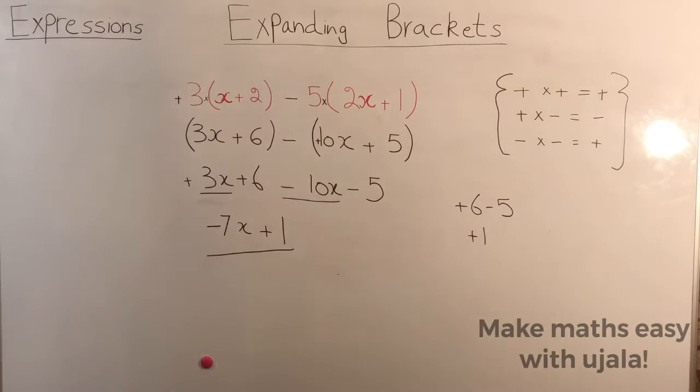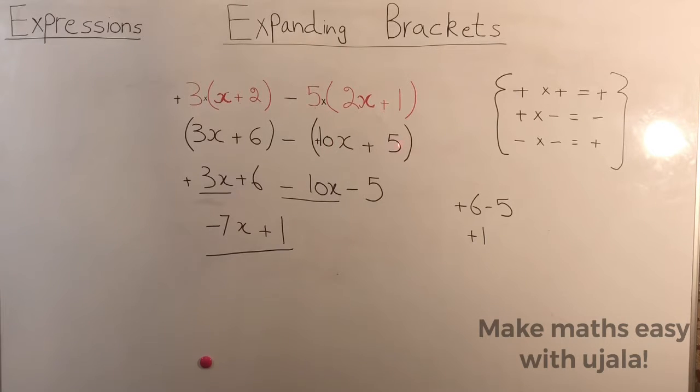I want to explain this question again. 3, there's a bracket, x plus 2 inside, minus 5, 2x plus 1. So when there's a number outside the bracket, it is multiplying with everything inside the bracket. This is called expanding brackets. So what we are doing, 3 times x, 3x, plus plus is always plus, 3 times 2, 6. Take away, 5 times 2, 10, the coefficient is coming with it, 10x, plus 5. 5 times 1 is 5.